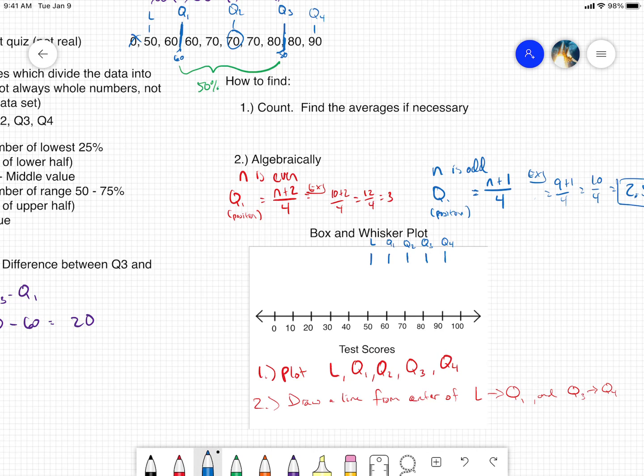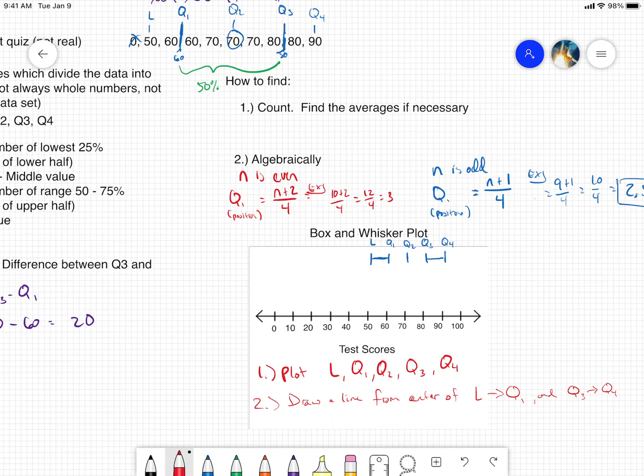So from the center line of L, I'm just going to draw a straight line from it to Q1 and meet in the center. Okay? I'm going to do the same thing from Q3 to Q4. Okay?